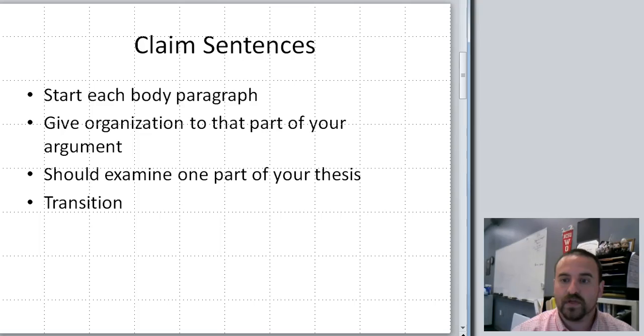Your claim sentence is going to take one part of your thesis and focus on it. So your thesis sentence should have 2, 3, or 4 parts, and your claim sentence is going to focus on one of those parts. This is also the perfect time to put a transitory statement in there, to link your paragraphs and make it flow.